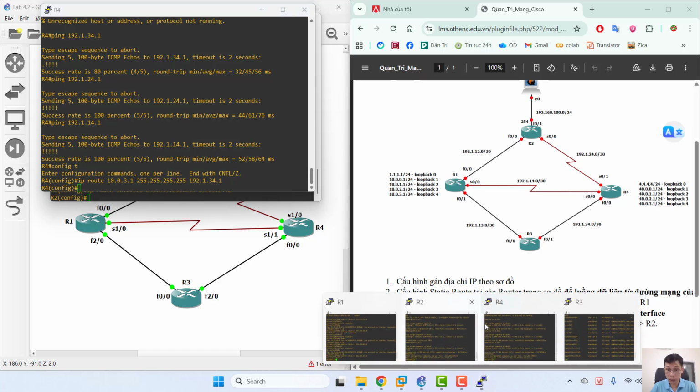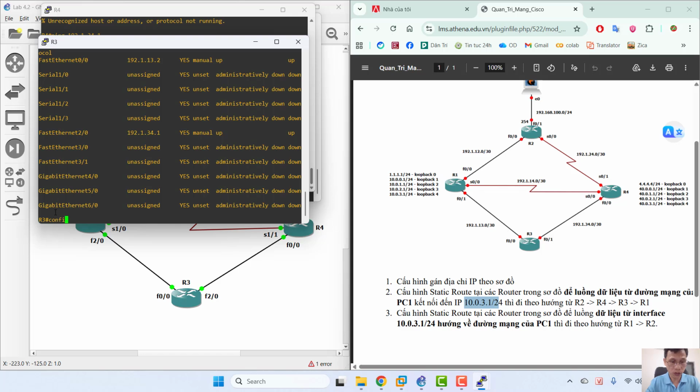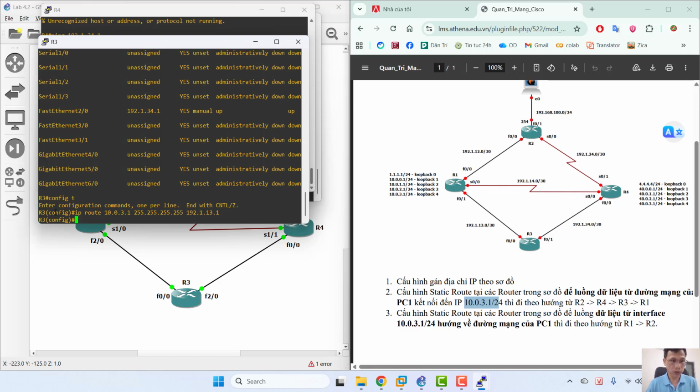Okay, R4. Now I go to router number 3. IP route 10.0.3.1, 255.255.255.255, go to the IP address 1.2.1.13.1. Enter. Okay.